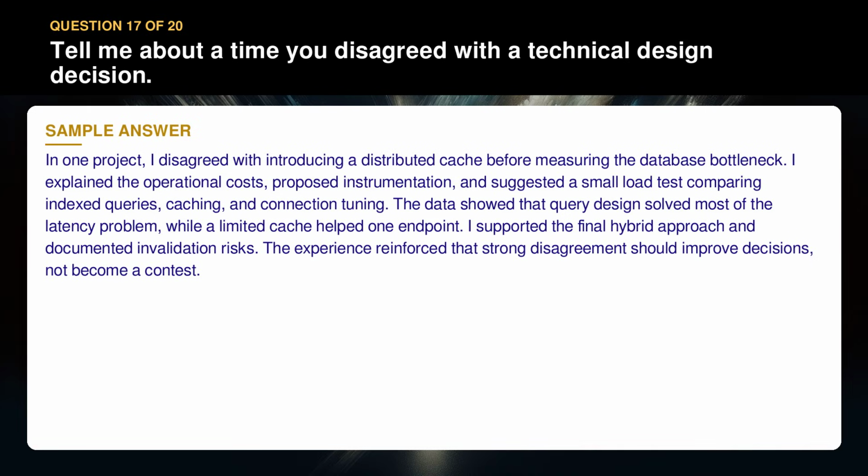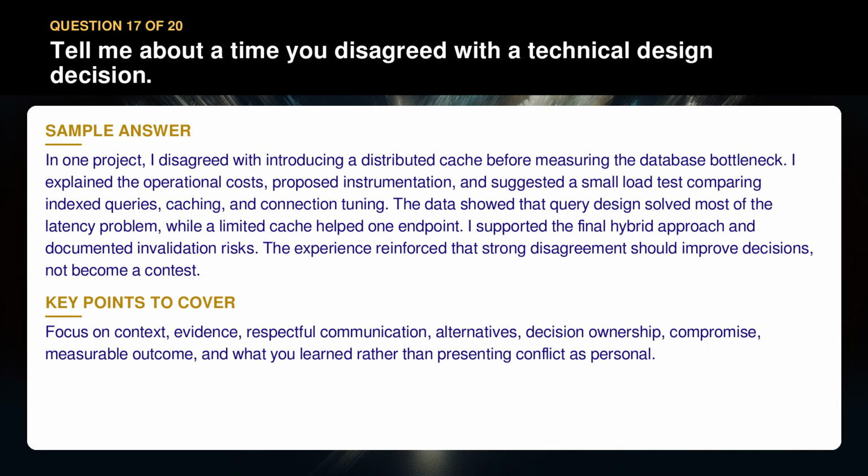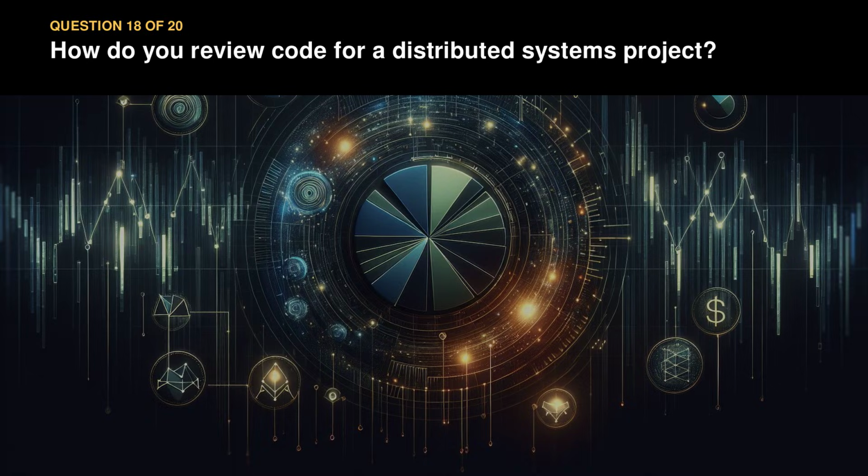I supported the final hybrid approach and documented invalidation risks. The experience reinforced that strong disagreement should improve decisions, not become a contest. Focus on context, evidence, respectful communication, alternatives, decision ownership, compromise, measurable outcome, and what you learned rather than presenting conflict as personal. Question 18. How do you review code for a distributed systems project?